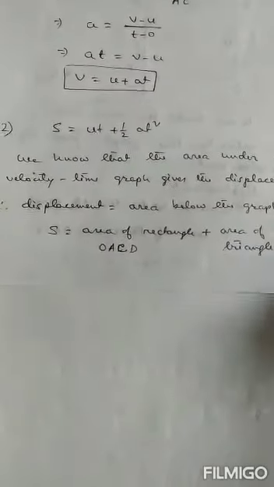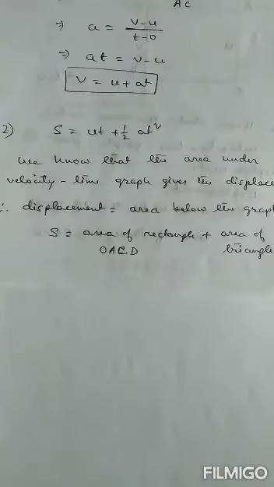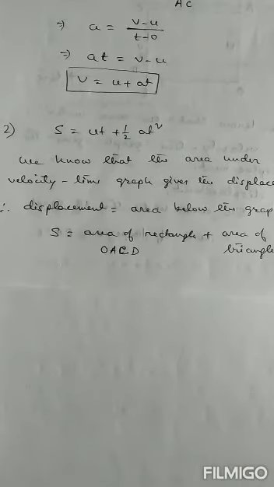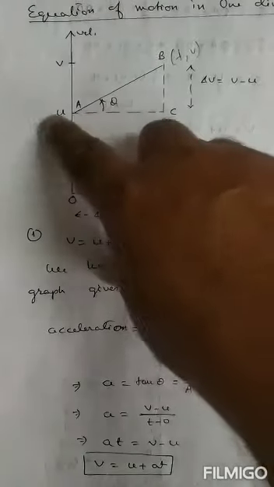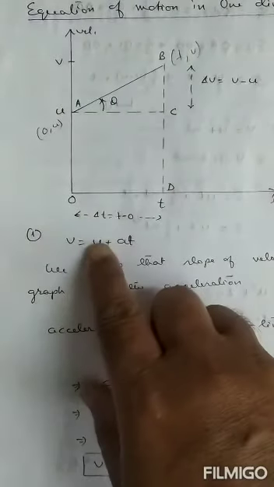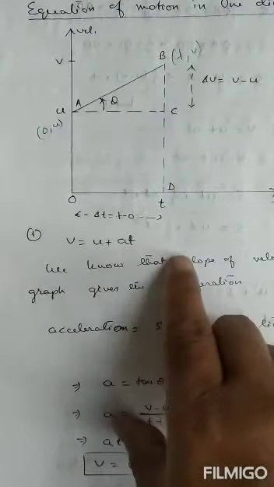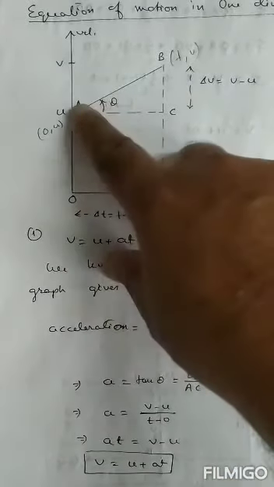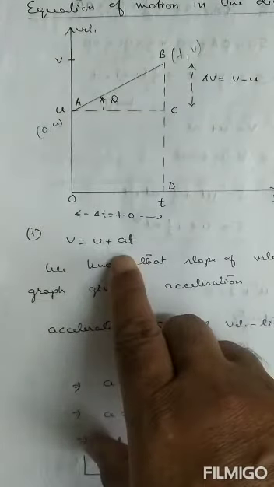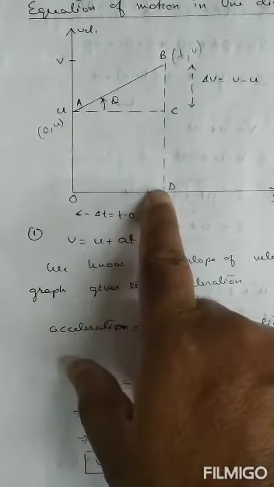So what is the second equation? The second equation is S is equal to UT plus half AT square. We already know that the area under the velocity time graph gives the displacement. So area below AB gives the distance traveled by the body in time 0 to t.